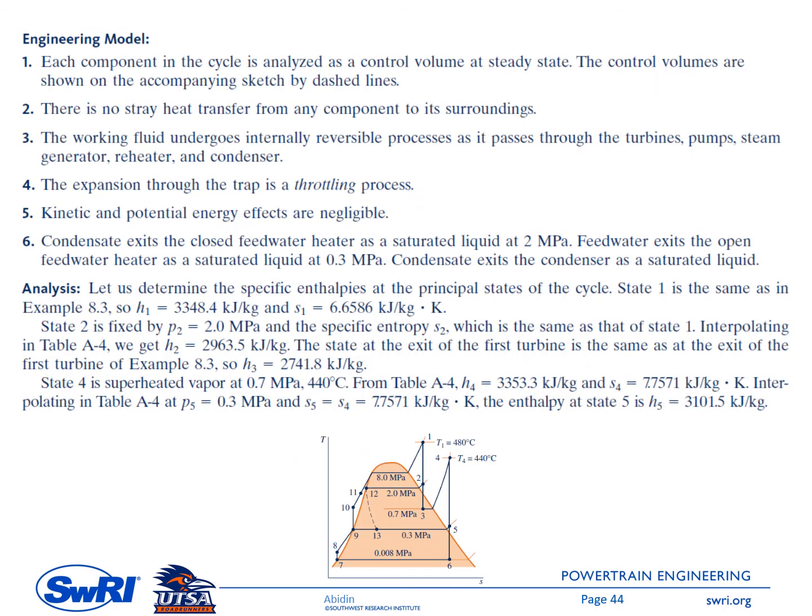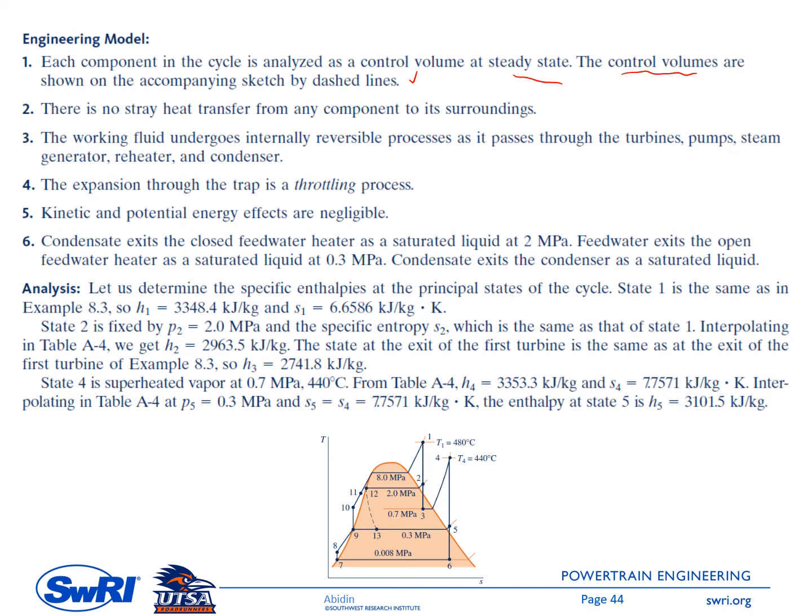This is the engineering model or assumptions. Number 1, each component is a control volume at steady state, and the boundary of the control volume is represented by a dashed line. There is no heat transfer from any component to its surroundings. So all processes inside the turbines, pumps, and feed water heater are adiabatic. And number 3, the working fluid undergoes internally reversible processes.